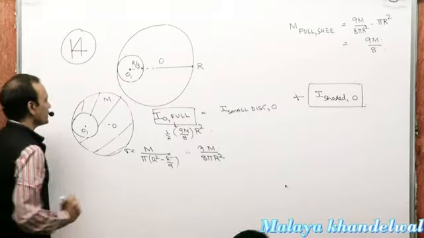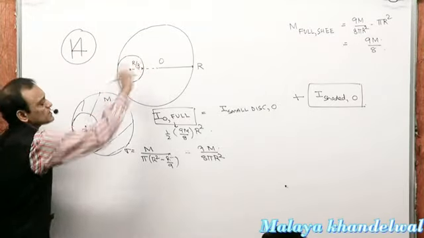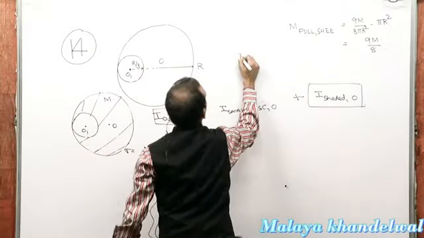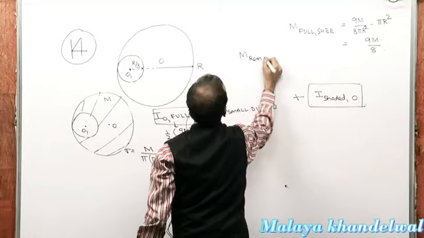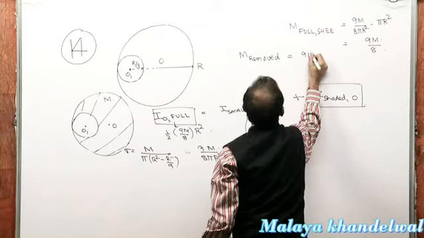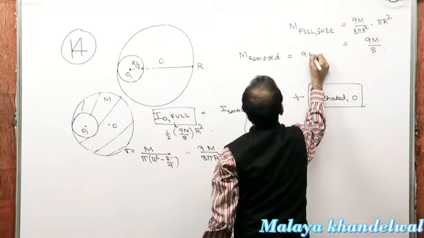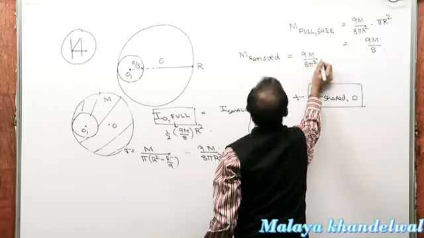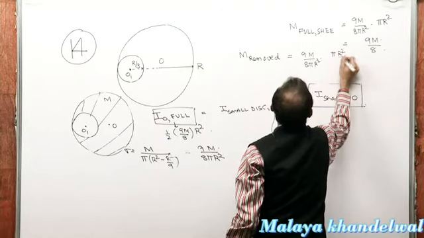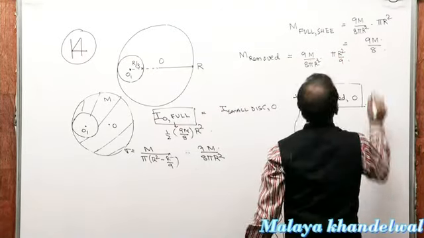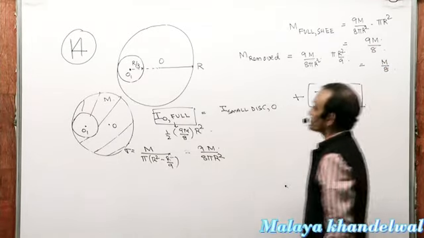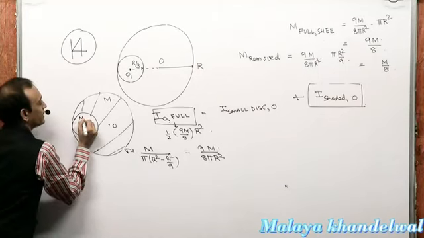Now, what is the mass of the smaller sheet, the mass of the removed portion? It is going to be 9m by 8 pi r squared into the area of this, which is pi r squared by 9. So that makes it m by 8. The mass of this portion is m by 8.